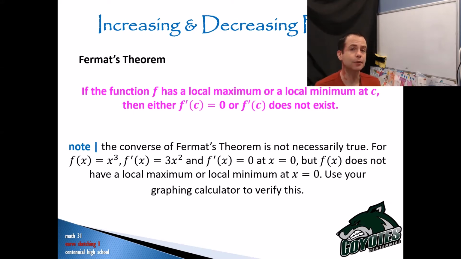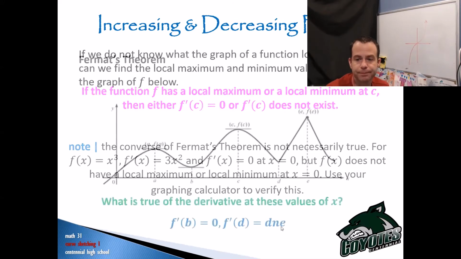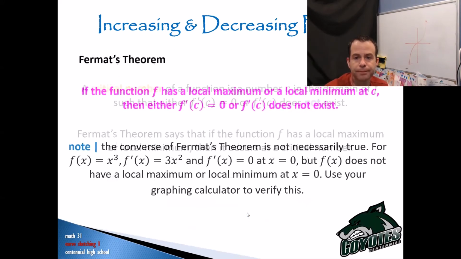At x equals 0, the derivative does actually equal 0, but the graph of x cubed looks like this, right? That is not a max or a min point. That is a point, though, that we're going to eventually want to talk about, but we'll get there in a little while.